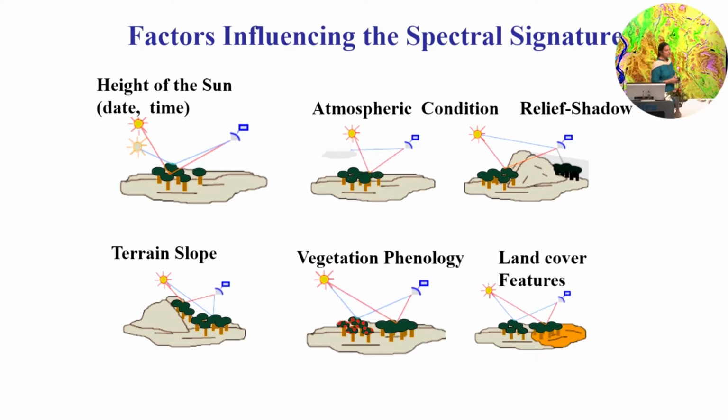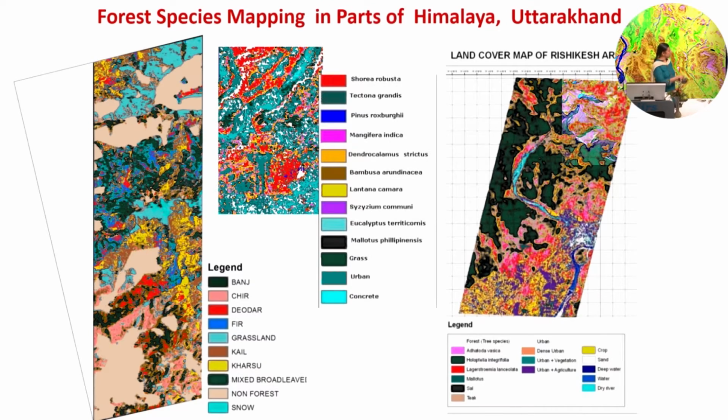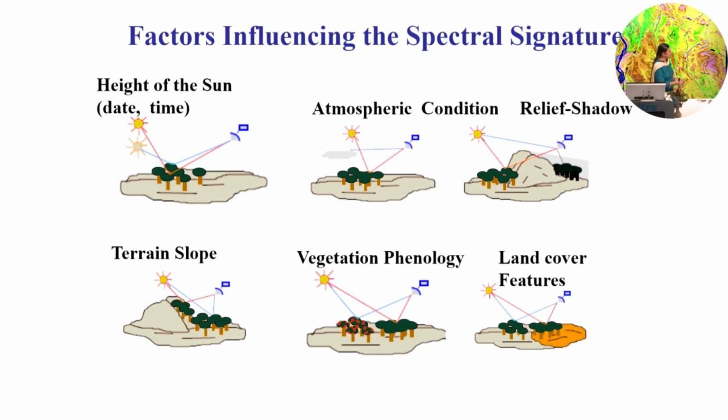So these are some of the factors which influence the amount of energy, which causes the variation in the energy patterns in the different objects.